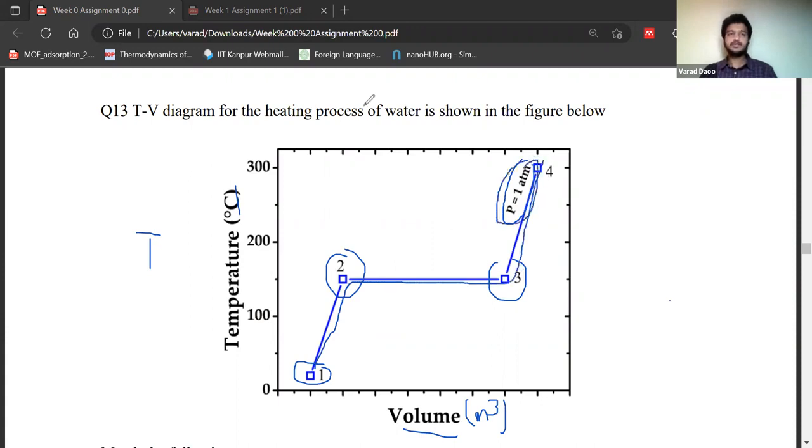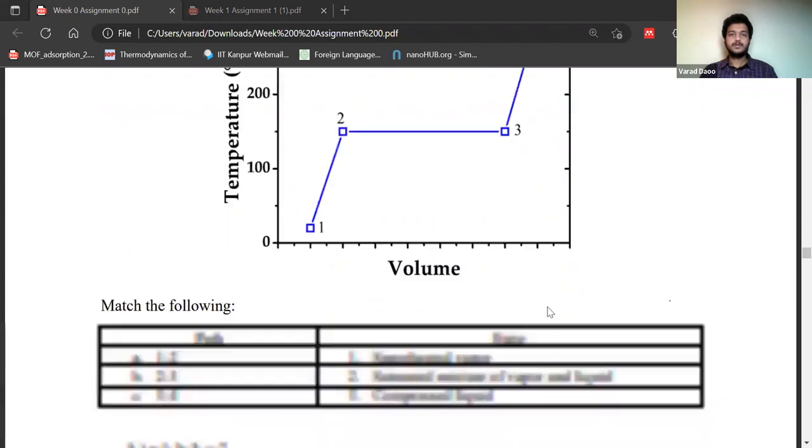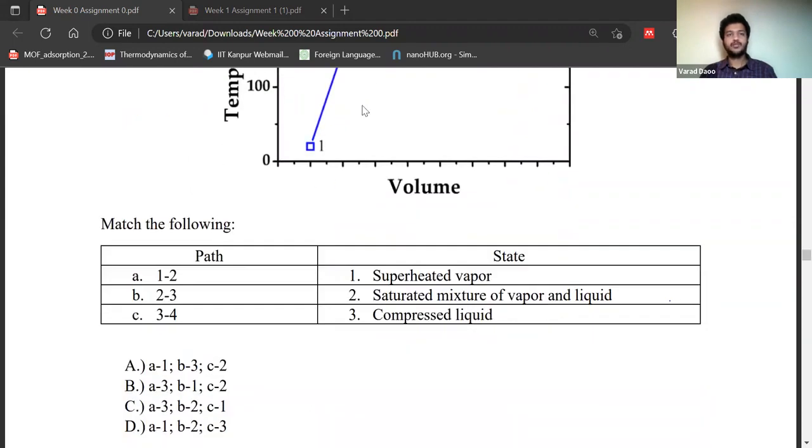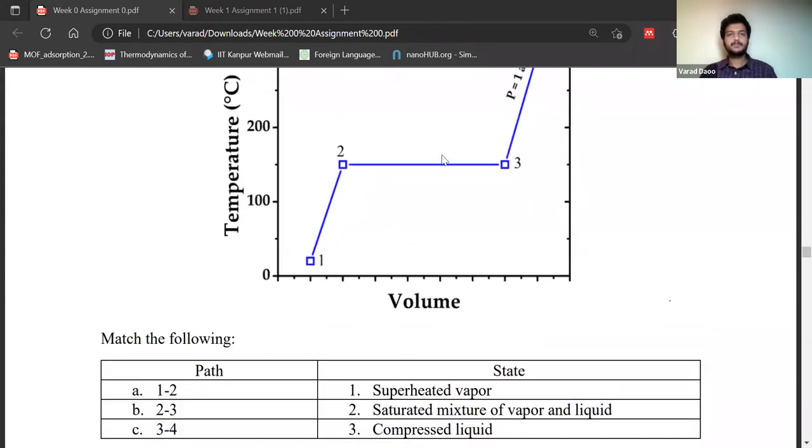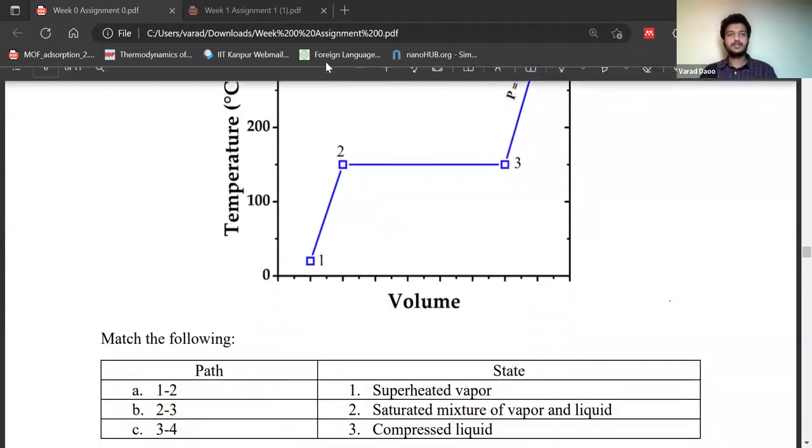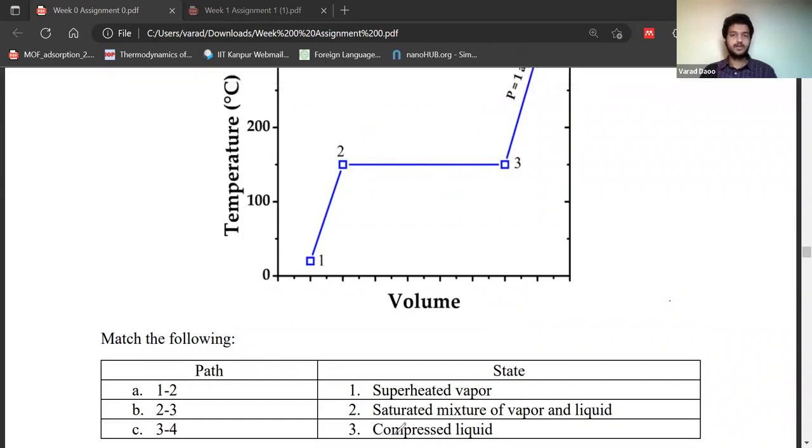And what are we asked? Let me remove it. So we are asked to match the following. Let us put it like this. So what is the 1 to 2 path? What is this part, whether it's a saturated vapor or vapor-liquid mixture or compressed liquid? Then 2 to 3 and 3 to 4.